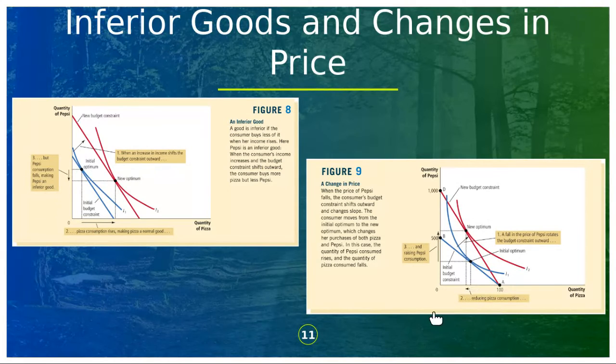Now, what we've just seen and worked through is what we call the substitution effect. And the substitution effect is simply that when the relative price of one good decreases in relation to the relative price of another good, that ultimately means that the good that is now relatively cheaper, its consumption will increase at the expense of the other good.